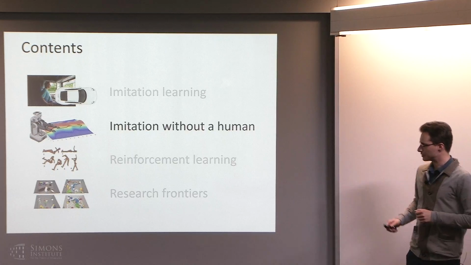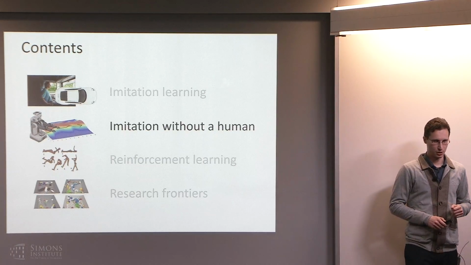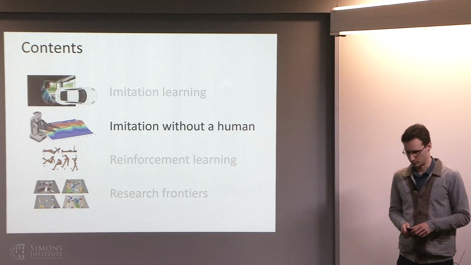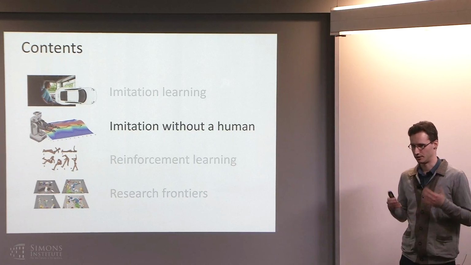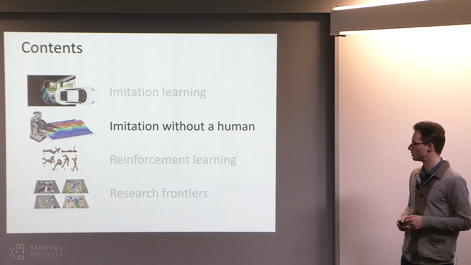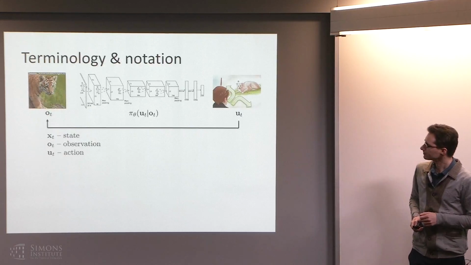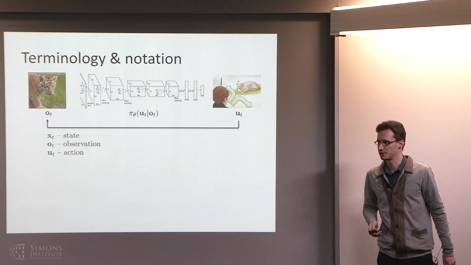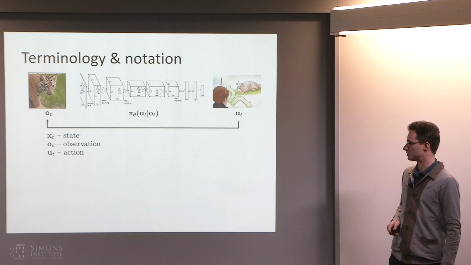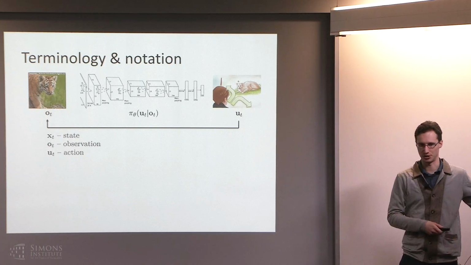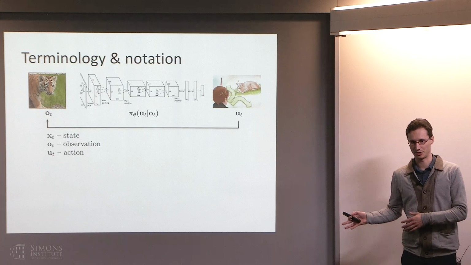All right, so now let me talk a little bit about imitation without a human. Can we imitate an optimal control algorithm and take the human out of the equation? And then from that, we'll lead into reinforcement learning. Before I get into this, I need to introduce a little bit of an additional definition, which is, if we don't have a human giving us data, what makes an action good and what makes an action bad.